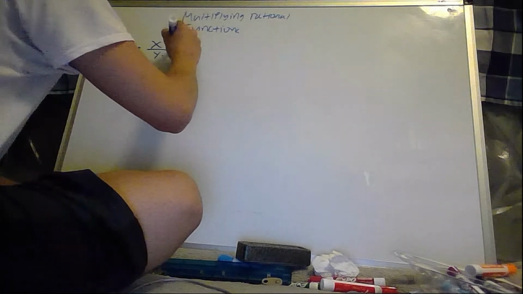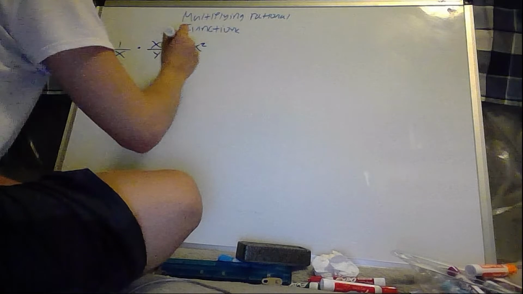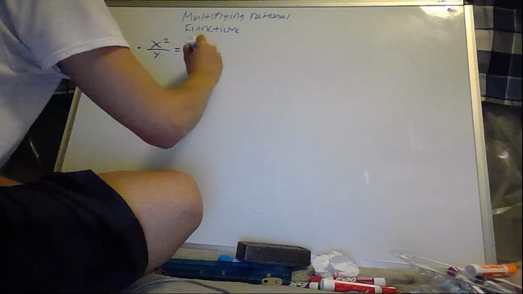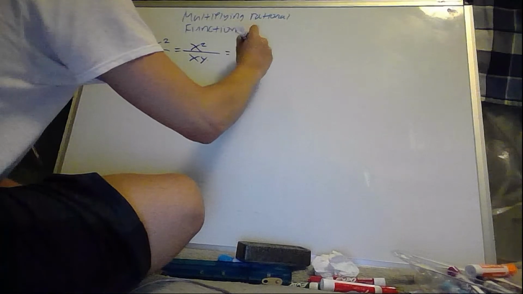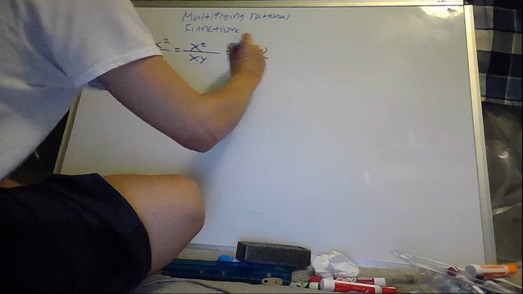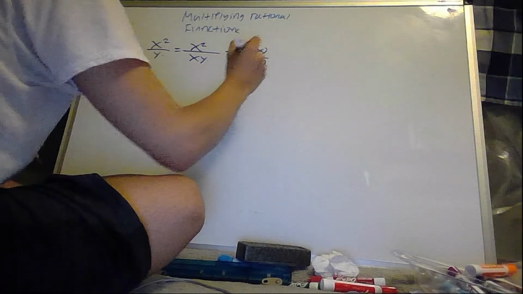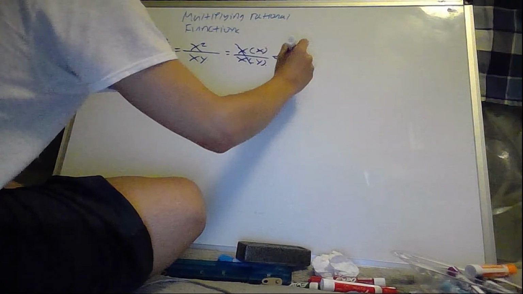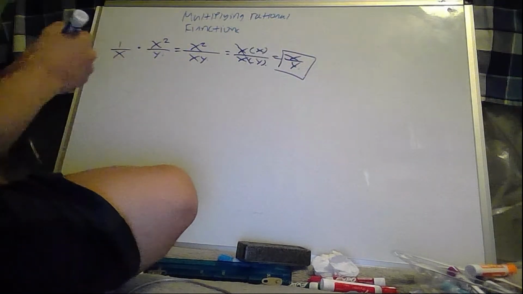The first thing you're going to do, you're going to get x squared. So you're going to put x squared over xy, right? This means that we have x times x over x times y. Cancel that out, you get x over y, right?